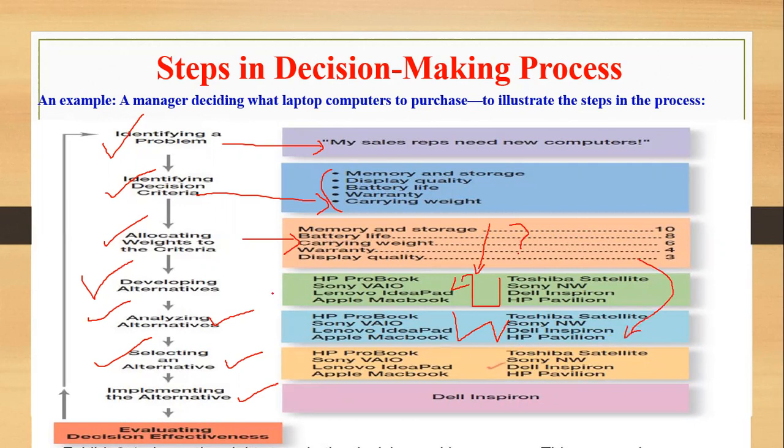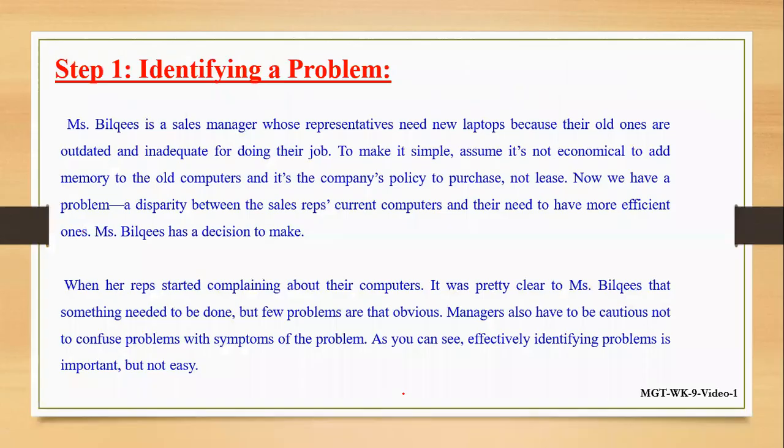The one that gives you the best output on the basis of this criteria, that means it is feasible, it is according to your requirement, so you have to go for that one. You will select that one and then you have to implement, that means you will purchase it, and then you have to observe whether that decision is as per the requirement or not. So you selected this on the basis of memory and storage, battery life and all that. Dell gives you comparatively better output and is feasible too, so you have to go for it.